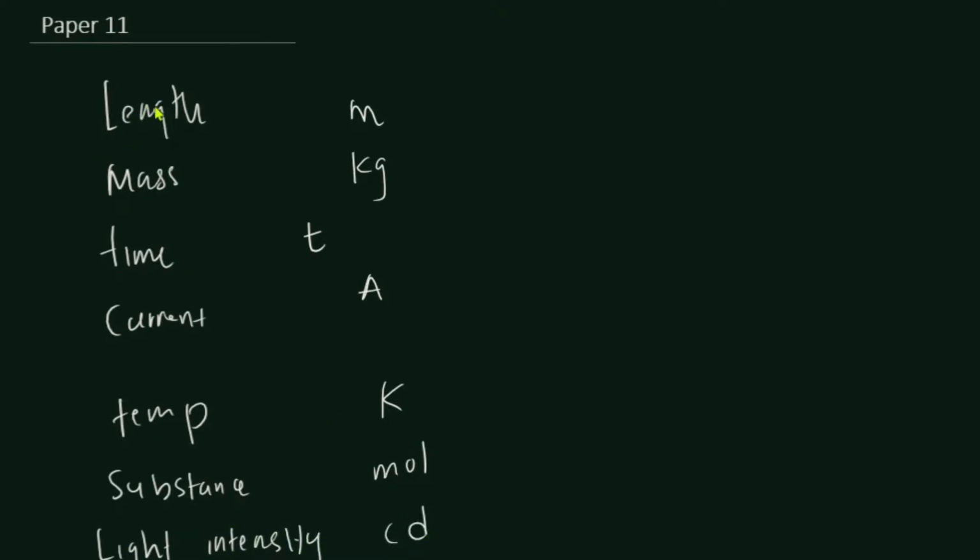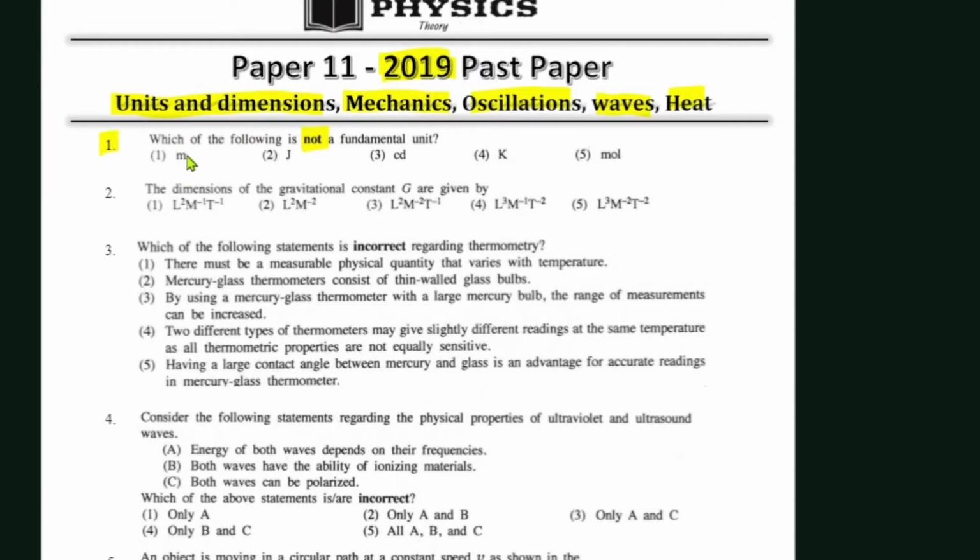How many physical quantities are there? 1, 2, 3, 4, 5, 6, 7. These are all the fundamental physical quantities, and these are the fundamental units: meters, kilograms, seconds, amperes, Kelvin, moles, and candela. Kilogram, Kelvin, mole and candela are all fundamental, which means the non-fundamental unit is the joule. So the answer is going to be joules.